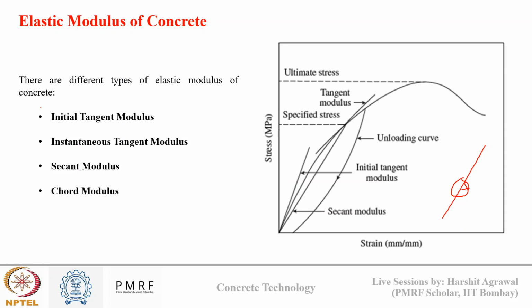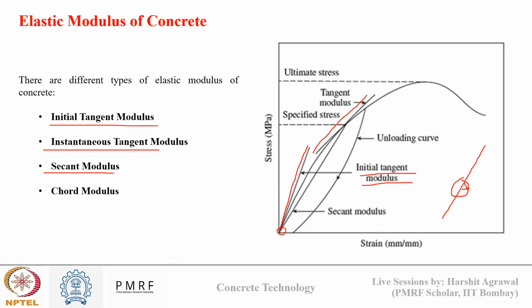So what are these different types? First is the initial tangent modulus, where the slope of stress versus strain at the initial loading point is taken as the MoE value. You can see here in the curve, whatever slope is there of the stress versus strain curve at this point is known as the initial tangent modulus. Then second is the instantaneous tangent modulus, where the MoE value is estimated at any point by drawing the tangent at that point. Suppose this is my stress versus strain profile. At any point, if I draw a tangent, it will give me the slope of the line at that point, and that is known as the instantaneous tangent modulus.